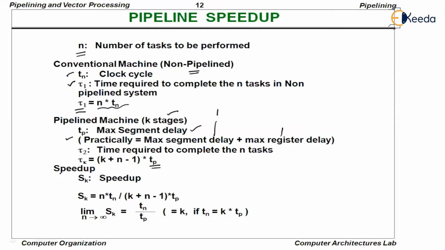So finally, speedup is a ratio of the non-pipeline system to the pipeline system, which is equal to n into Tn divided by (k + n - 1) into Tp. Here n and (k + n - 1) get cancelled, so we finally got Tn divided by Tp, and we got k because Tn is equal to k Tp. So the maximum speedup that we can achieve in any pipeline is limited, or thresholded, at k. So the maximum gain of speed we can get from any pipeline is equal to k.